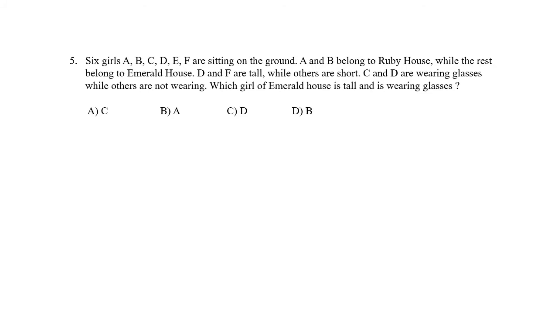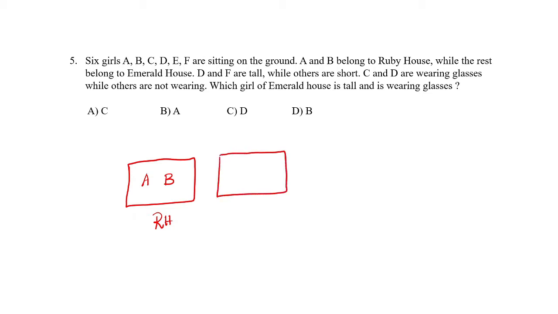Now see the 5th question. 6 girls A, B, C, D, E, F are sitting on the ground. A and B belong to Ruby house. Suppose this is Ruby house. In this Ruby house, how many members are there? 2. One is A and the other one is B. A and B belong to Ruby house, while the rest belong to Emerald house. What is the name of the other house? Emerald house. In this house, there are 4 members, C, D, E, and the other one.